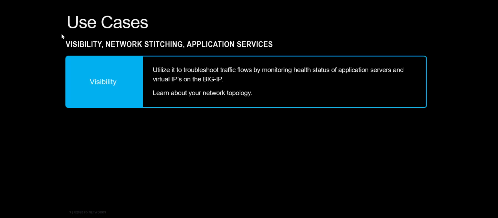Now, the use cases for this particular integration are focused around visibility, network stitching, and application services. Visibility, you can think of it as a troubleshooting tool that helps you visualize how information or objects on the BIG-IP are correlated to information and objects on the APIC. Think of it as giving you a great view of how your different constructs are correlated to each other between the F5 and the BIG-IP.